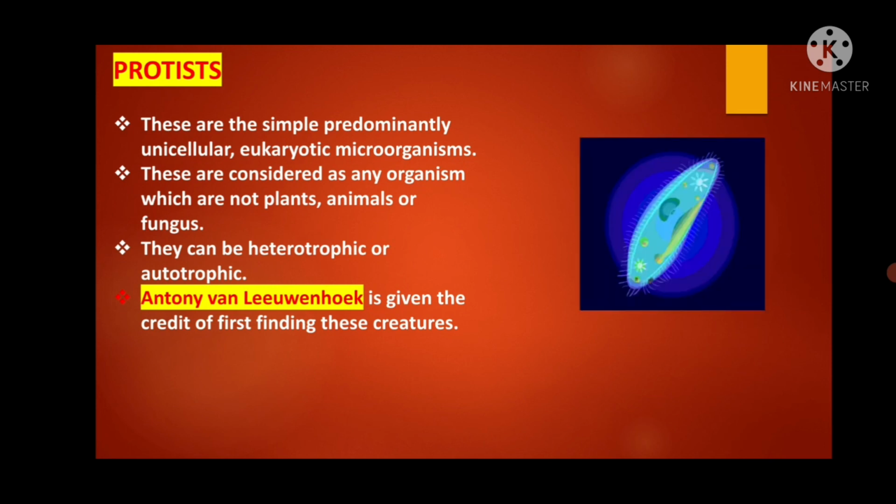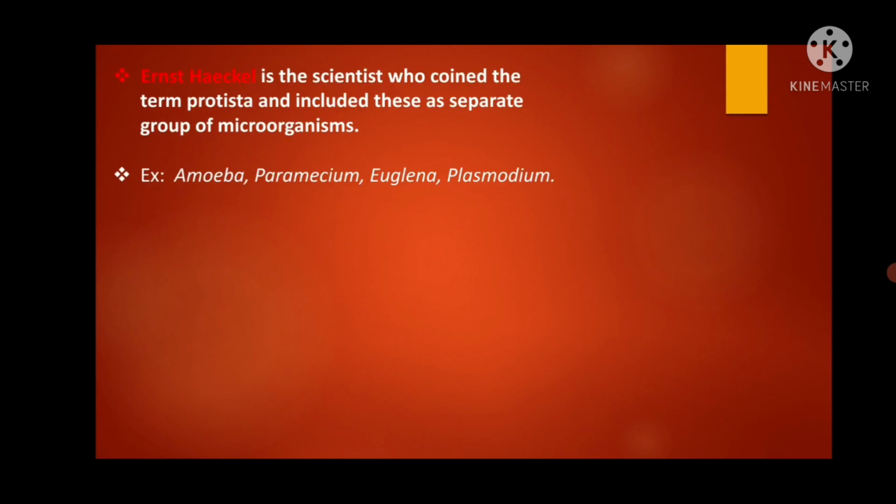So this is the structural representation of one of the protists. Ernst Haeckel is the scientist who coined the term protista and included these as a separate group of microorganisms. Examples of which are amoeba, paramecium, euglena and plasmodium.